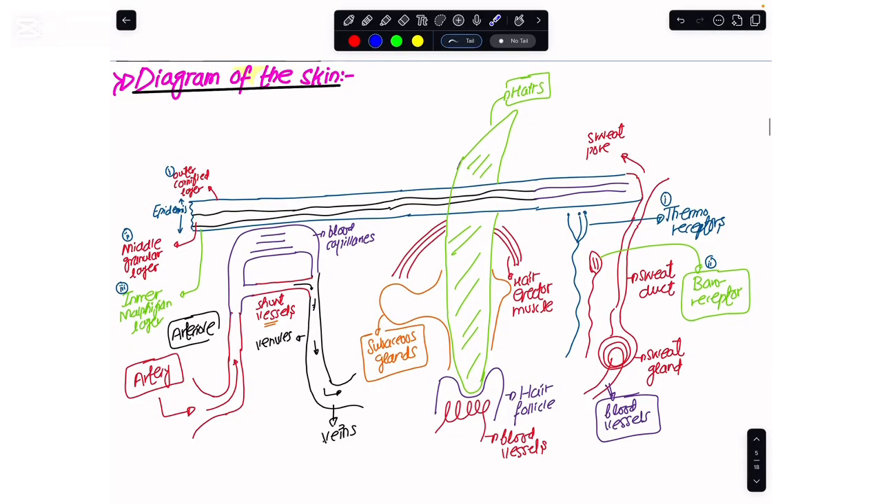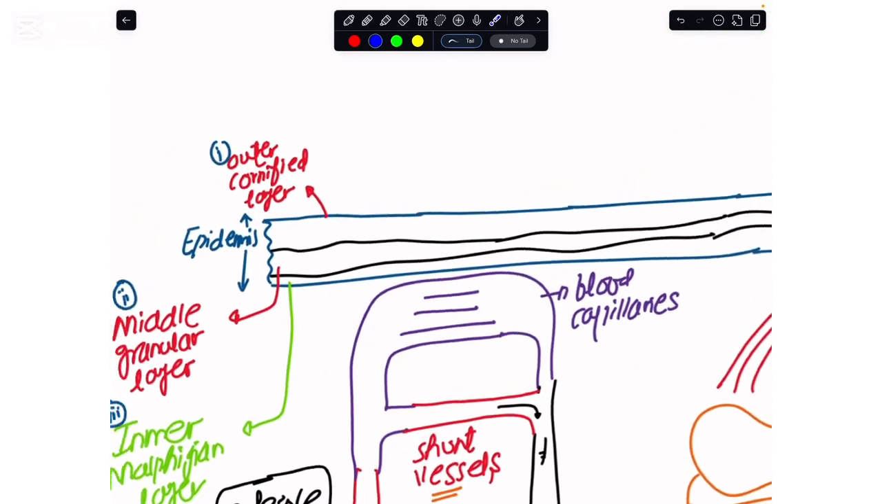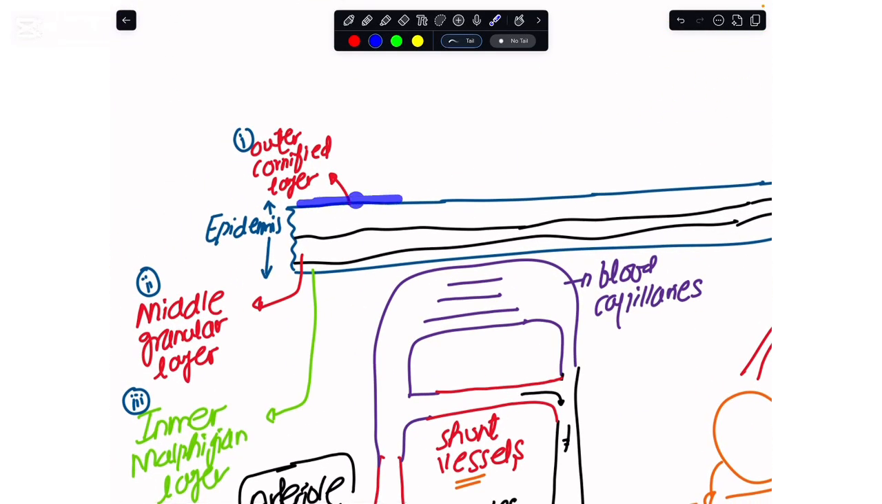But before that, I would like you to look at the diagram of the skin, because this is frequently asked in your exam. If you look at the top, this is the epidermis, and in the epidermis you see the outermost layer is the outer cornified layer, the middle one is the middle granular layer, and at the bottom I have the inner Malpighian layer.